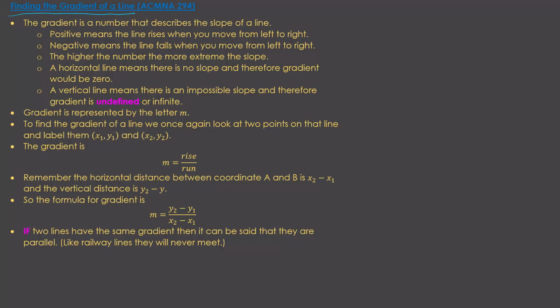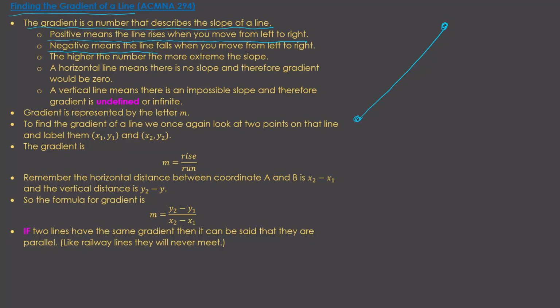Finding the gradient of a line. The gradient is a number that describes the slope of a line. Positive means the line rises when you move from left to right. So a positive gradient would go like this, from bottom left to top right.